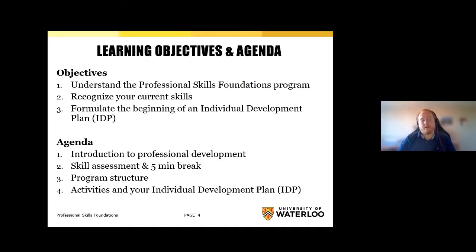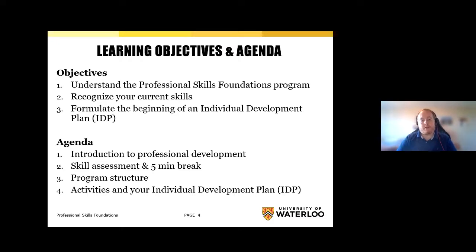The specific agenda for today's workshop, after we get through the introduction to professional development, is me going over what the program is and how you can get involved. I'm going to be turning it over to Kira with the CCA, who is going to be doing a skills assessment, as well as going over some various aspects of professional development that are relevant to this program. Then I'm going to be taking back the reins to go over the program structure, walking you through step by step what is involved with this program, how you go through it, and how you complete it. And then finally, we're going to be ending by looking at the kinds of activities you can put into your individual development plan, doing a bit of brainstorming through Mentimeter.